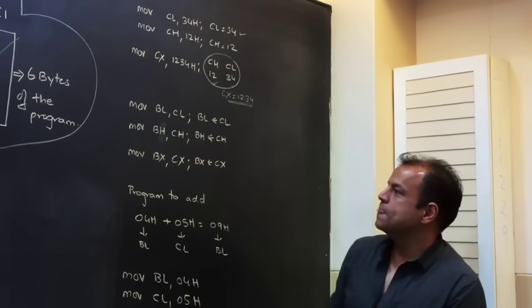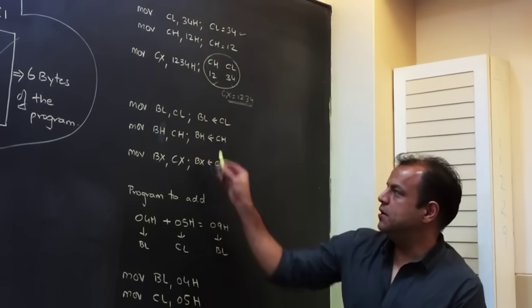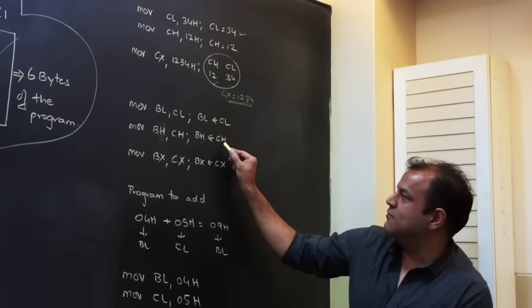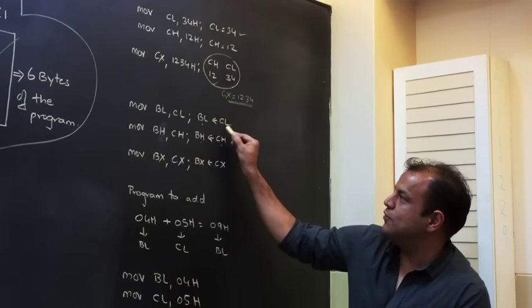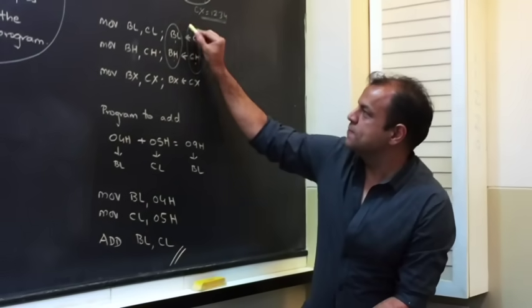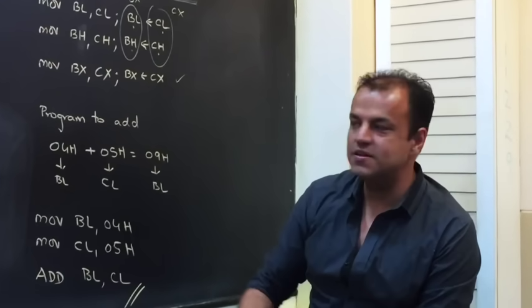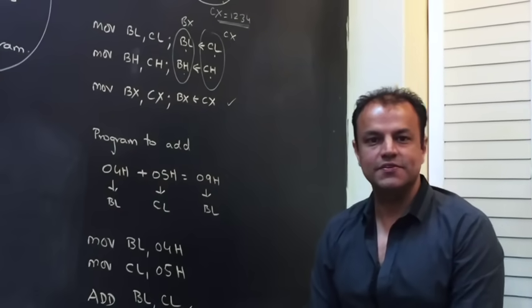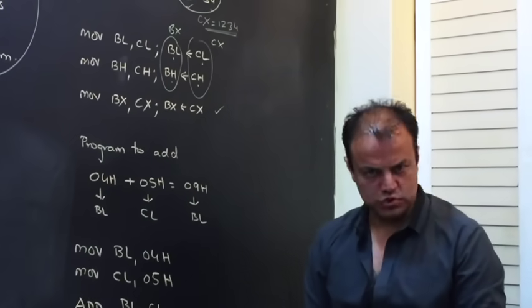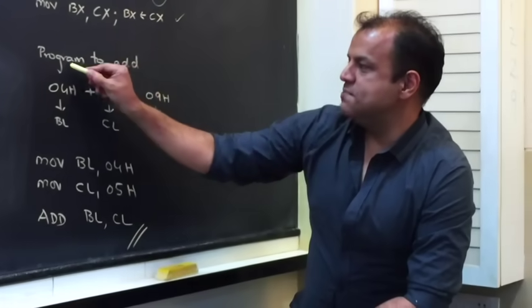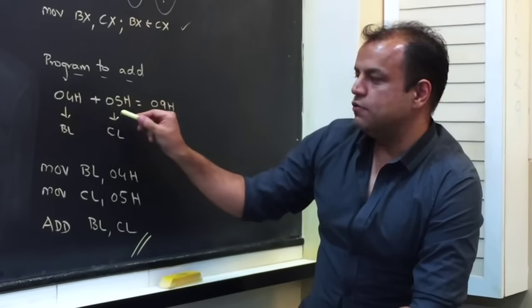Similarly, MOV BH, CH. BH gets the value of CH. So, BH got the value of CH, BL got the value of CL, which effectively means BX got the value of CX. So, it can be done in a single instruction, MOV BX, CX. Clear? Comfortable with the instructions, with the registers? Let's start with a simple program. Program to add 04 and 05.